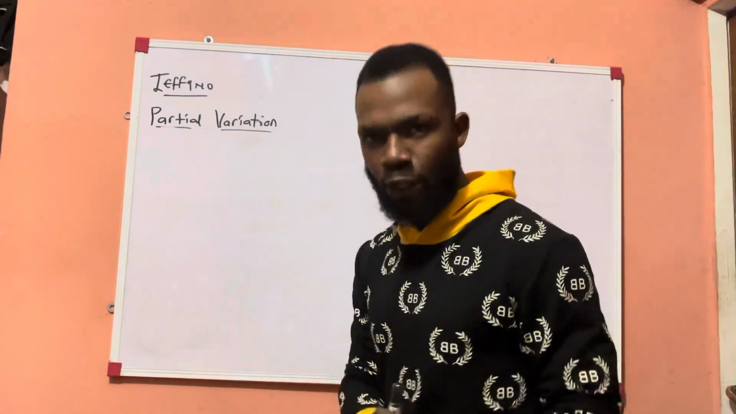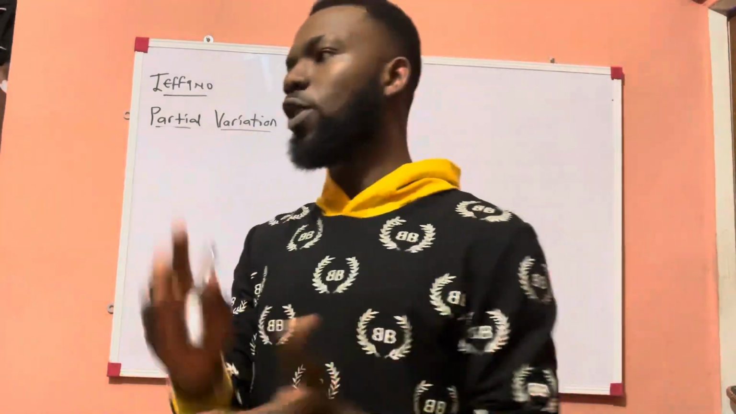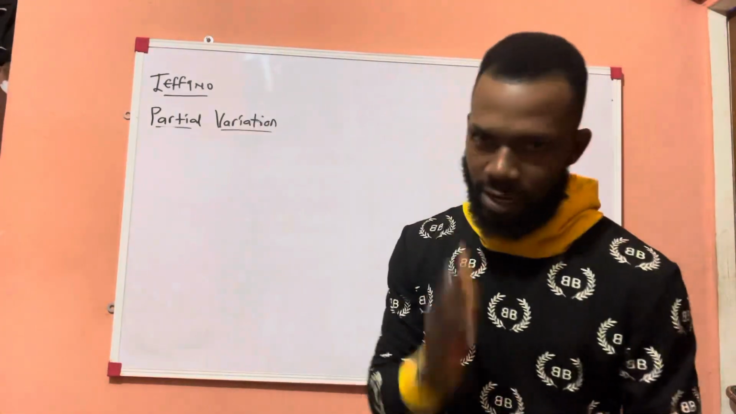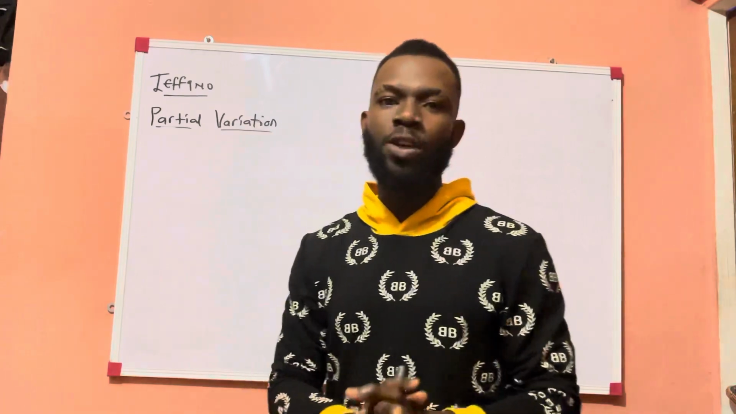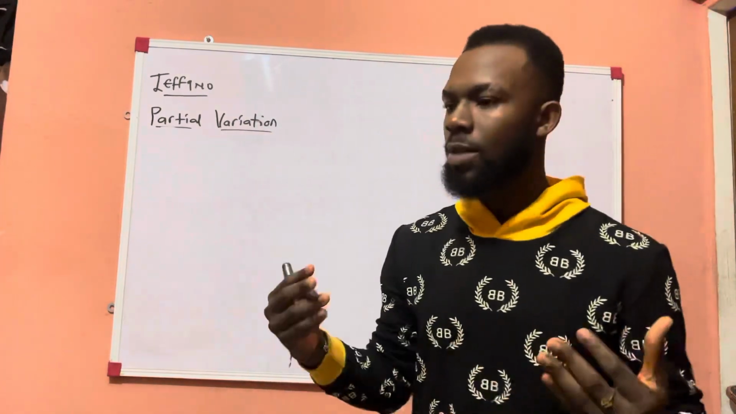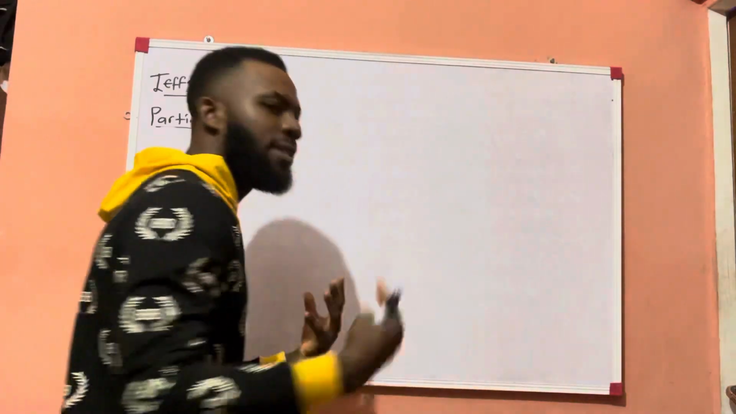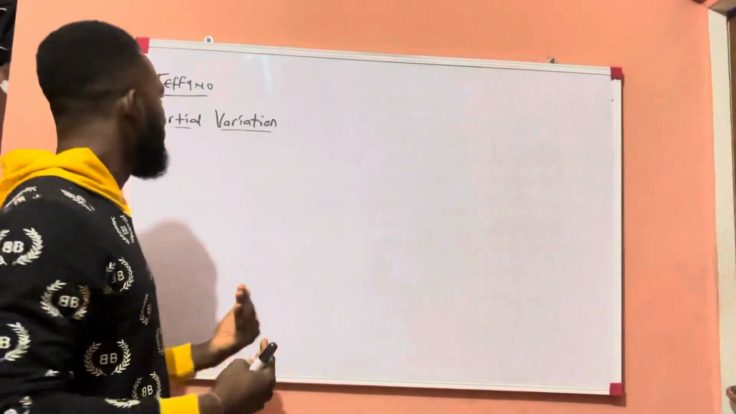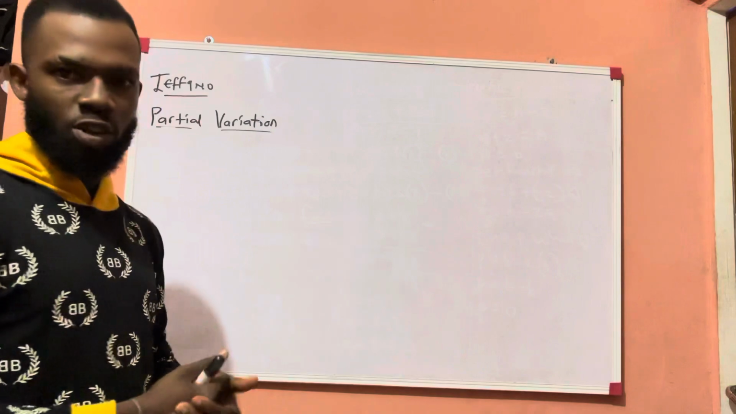Now, in our previous videos, we've talked about three types of variation: the direct variation, the indirect variation, and the joint variation. So today we shall be looking at partial variation. Now, what is really the difference between this variation and the others that we've discussed so far?